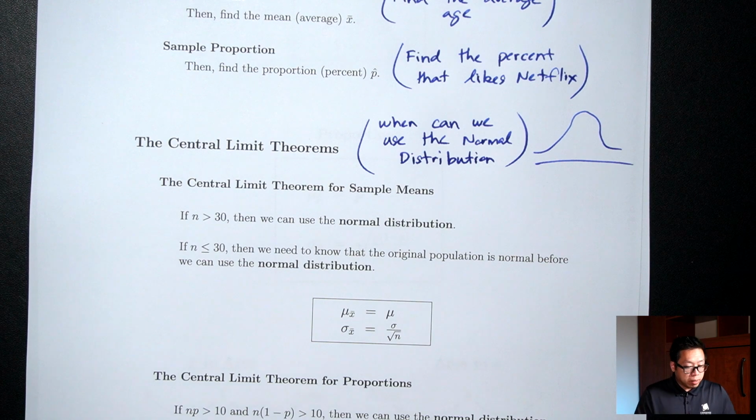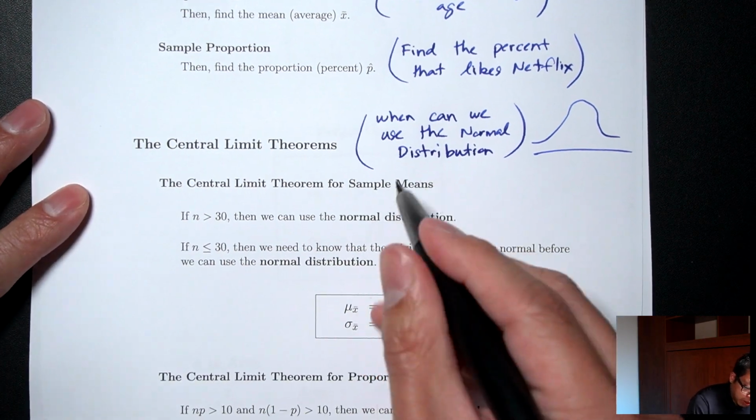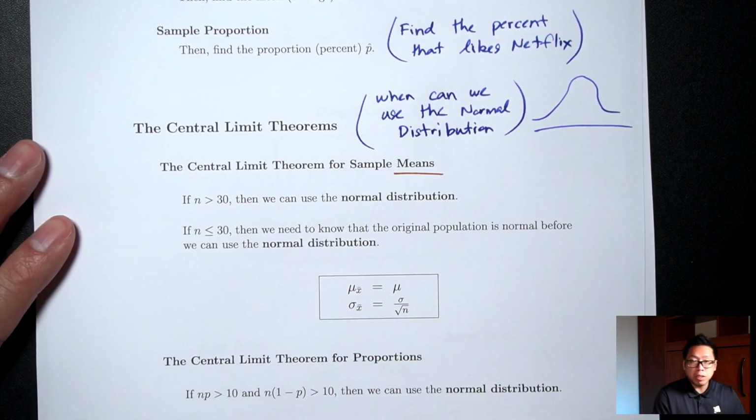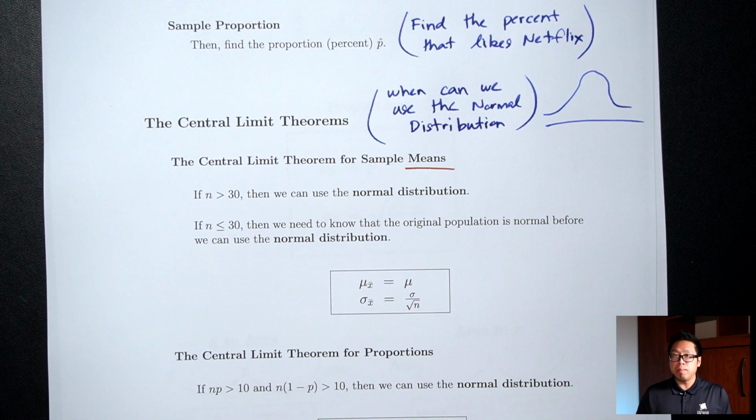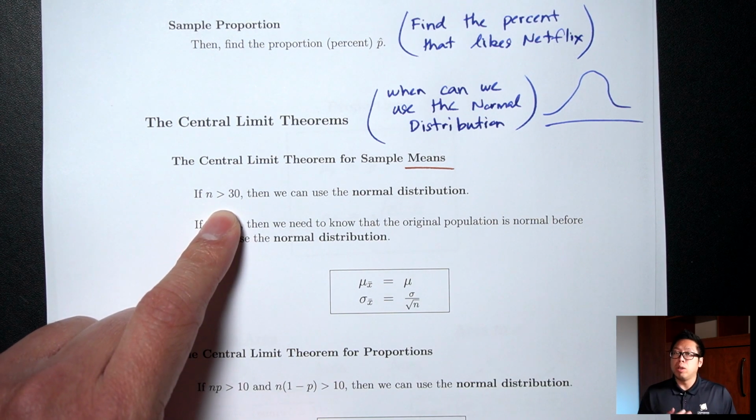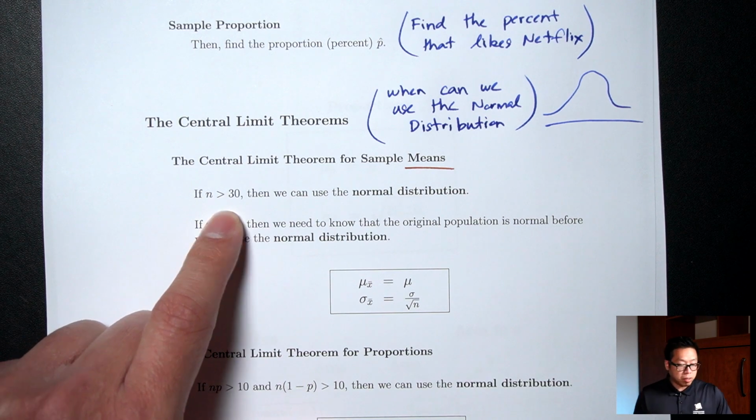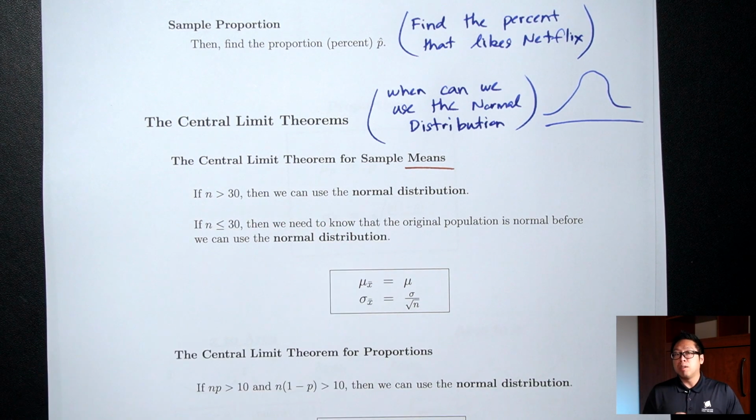Now for the mean situation, we talked about this last time. For the mean situation, if your sample size is large enough, then yes, you can use the normal distribution. What's large enough? Large enough means bigger than 30. So if your sample size is bigger than 30, then yes, you can use the normal distribution regardless of what the original population looks like.